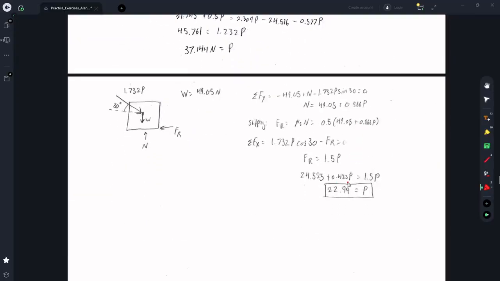Because this value of P is smaller, this is the largest one before anything will move. If this is the force where something moves, then at 37 newtons, this one has already moved. So that's why this is the answer.